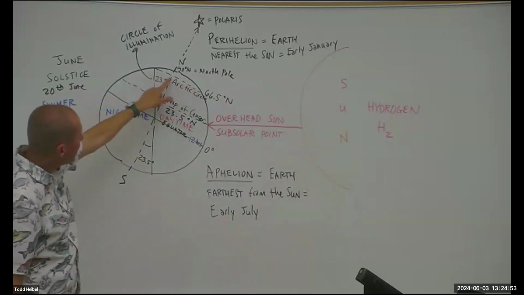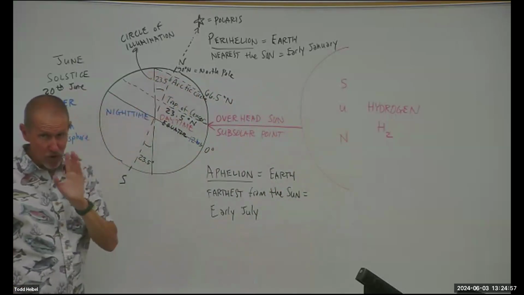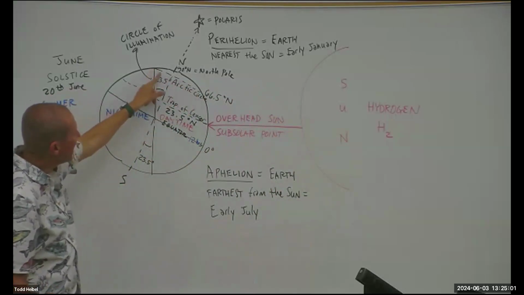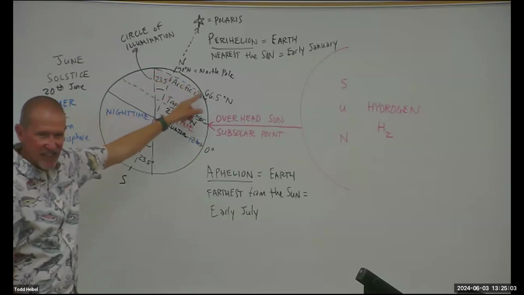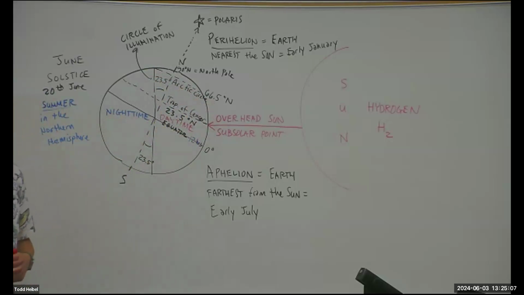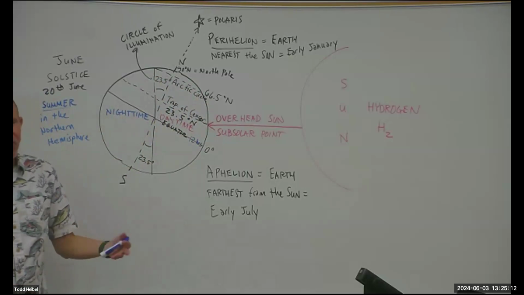How much daylight at the June solstice are we getting at the Arctic Circle? 66.5 degrees north. Here's your hint. Notice we're totally on this side of the circle of illumination. 19, even more, 21, even more, 23, even more. 24 hours of daylight.